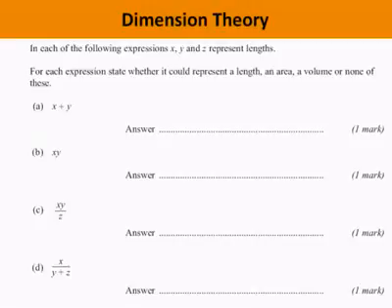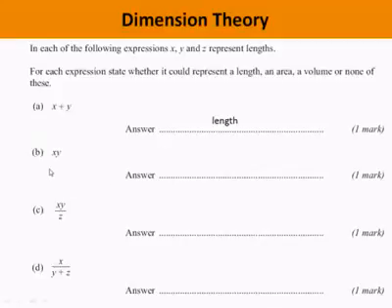So here's an exam question. X, Y, and Z are all lengths. What do these formulas represent? So the first one, it's a length plus another length. That could be how tall you are plus how tall somebody else is. And that would give you how tall you are in total. So a length plus another length just gives you a bigger length. It doesn't make the dimension go up.